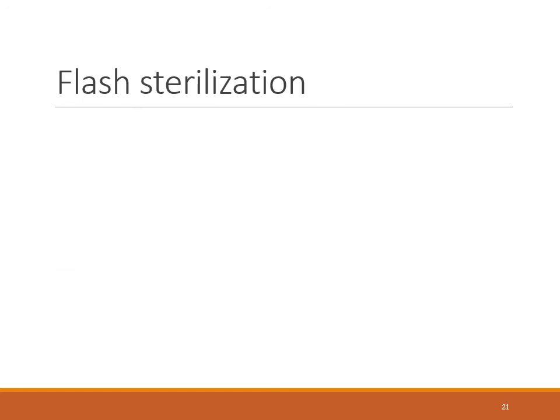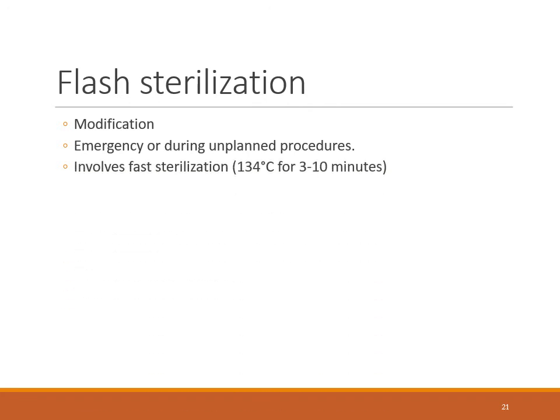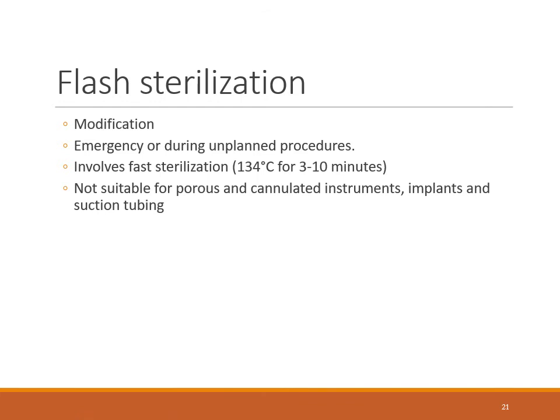Then flash sterilization. Flash sterilization is a modification of conventional steam sterilization which is designed to be used in emergencies or during unplanned procedures. It involves fast sterilization, at 134 degrees Celsius for 3 to 10 minutes, of surgical instruments in an unwrapped condition in a steam sterilizer which is located close to the operation theater. This practice should only be restricted to emergency situations. It is not suitable for porous or cannulated instruments, implants and suction tubing.